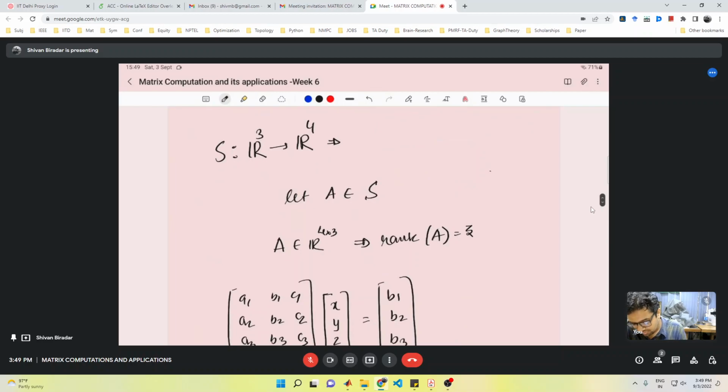Now let us see the transformation S. S is a linear transformation which takes a vector in R3 and sends it to the four-dimensional space.